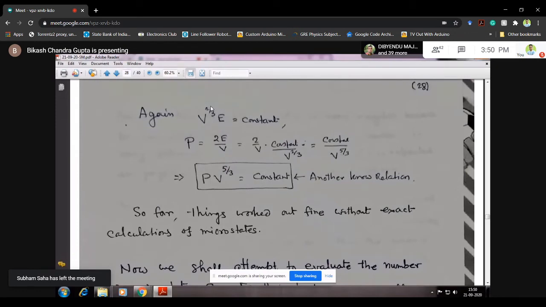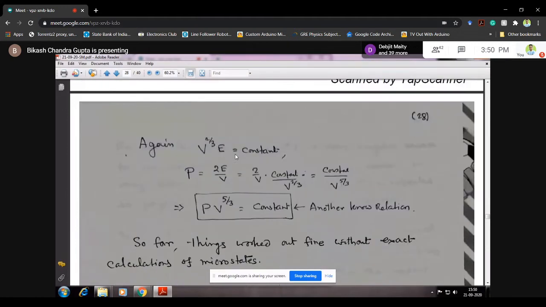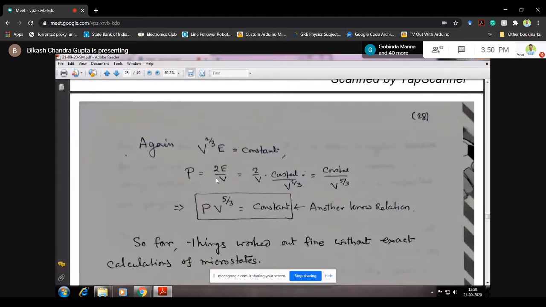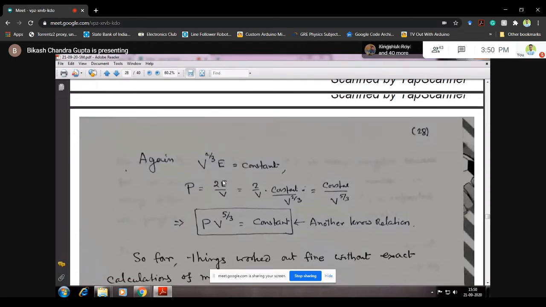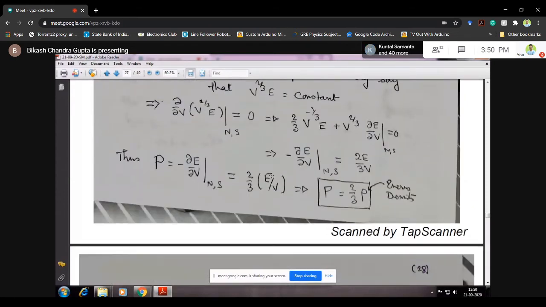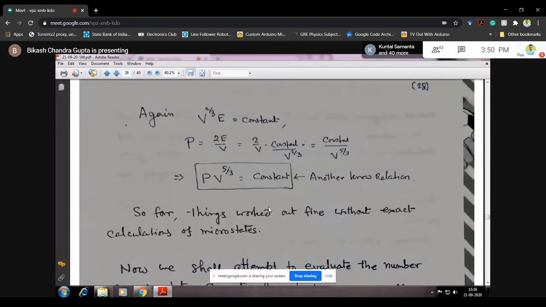2/3 V 2/3 E is constant, and P is twice E by V, right? Actually it is 2/3 E by V. The 3 should have been there, okay? The 3 is missing. This should be twice E by 3V, because we have already calculated here that P equals twice E by 3V. Somehow this 3 is missing. That is my mistake. So you can write 2 by 3V.